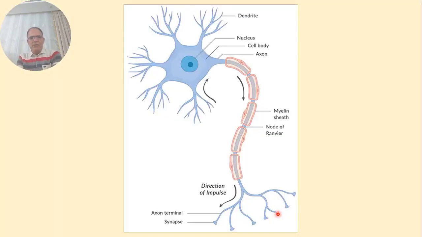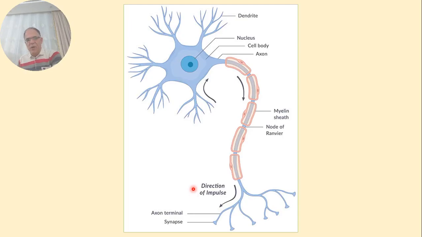This is another type of neuron. You can see dendrite, nucleus, axons, myelin sheath, and nodes of Ranvier. In this shape, you can also see the directions of impulses.